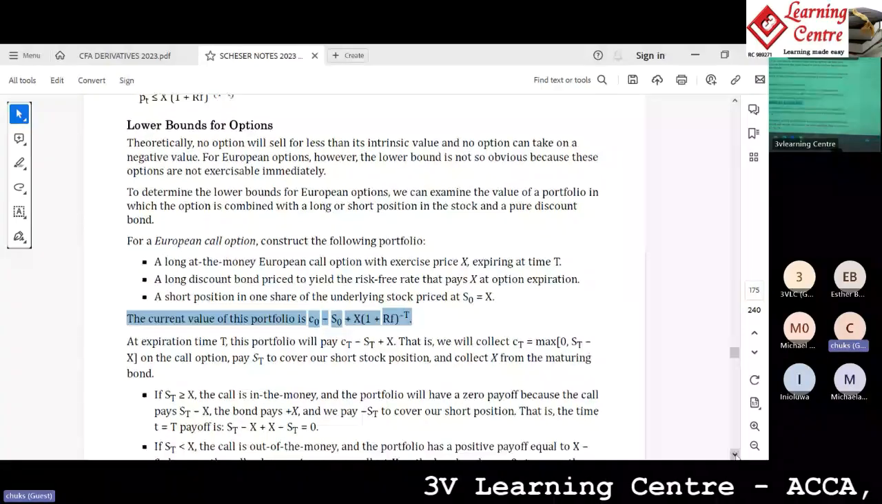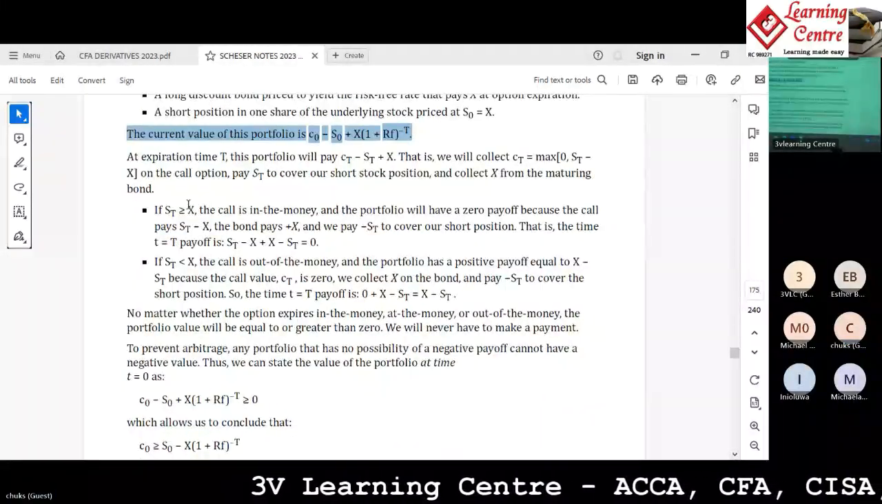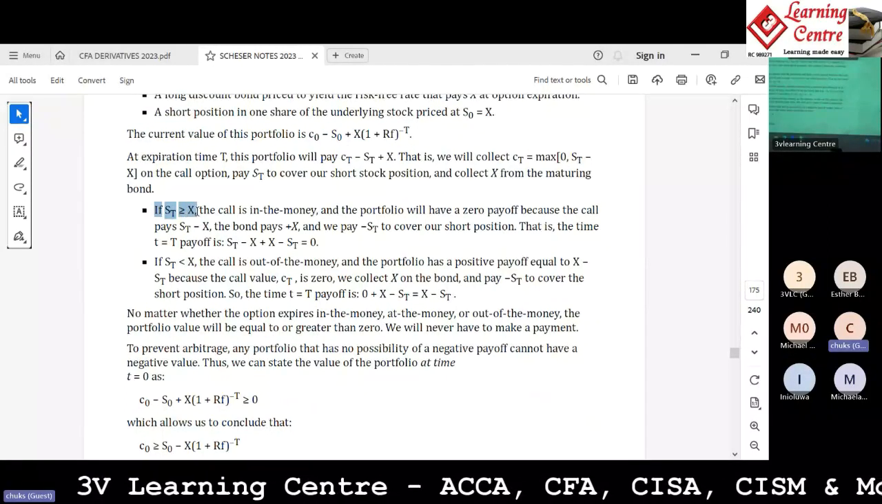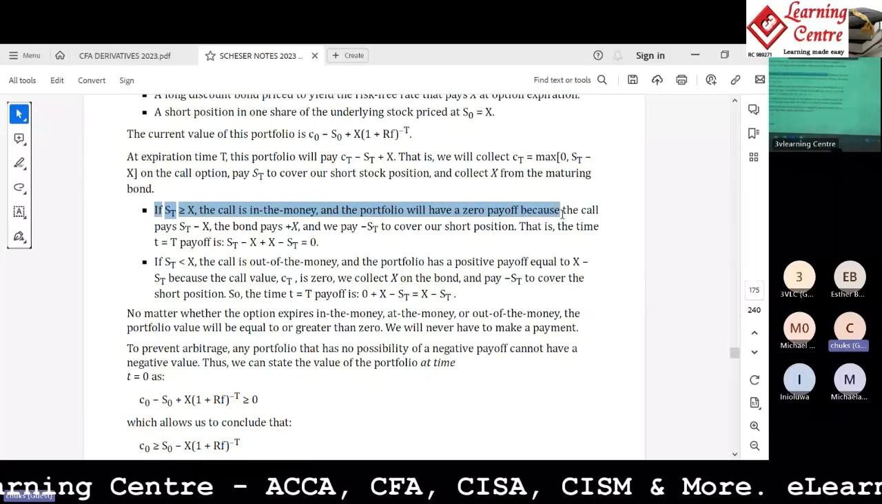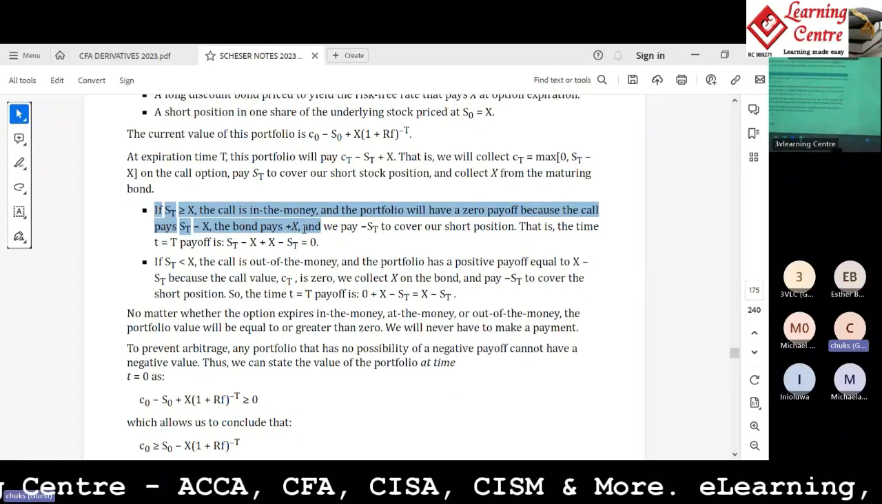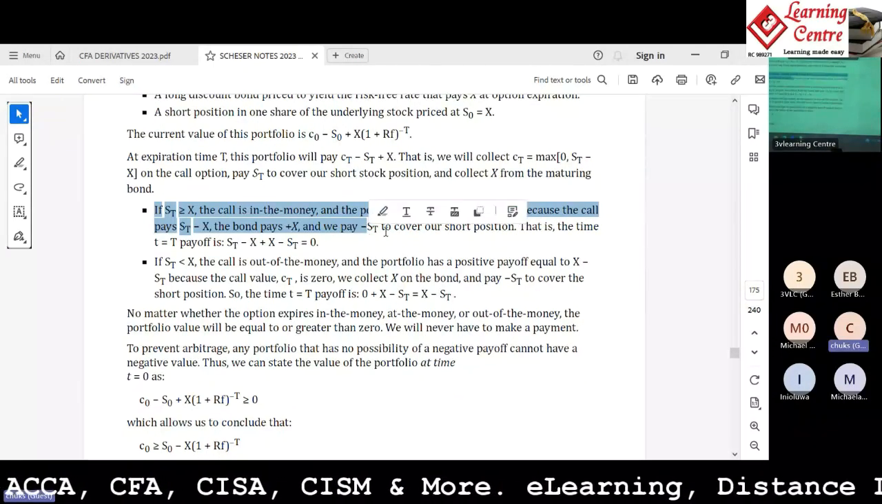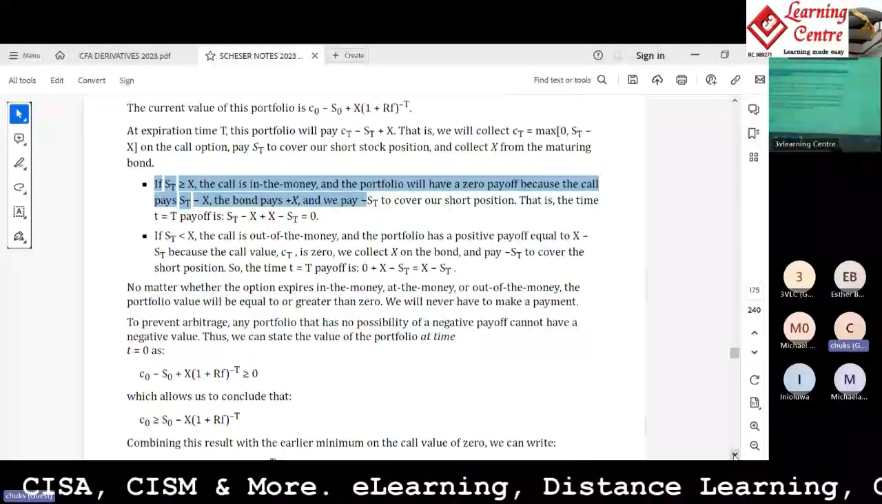basically. I don't want to bore you with all the calculation. If ST is greater than X, the call is in the money and the portfolio will have zero payoff, because the call pays this, the bond pays this, and we pay this to cover the short position. Let me just go straight to what you need.